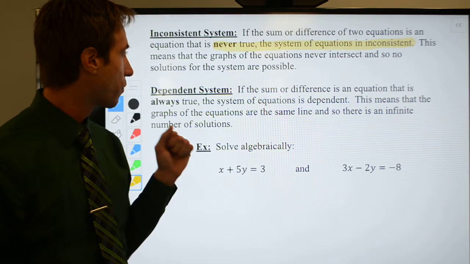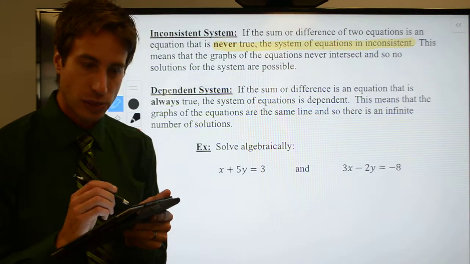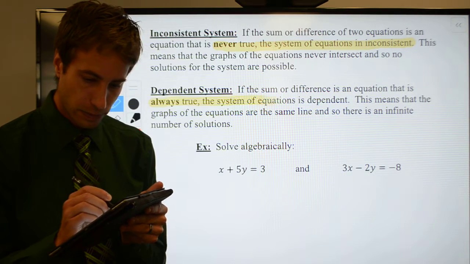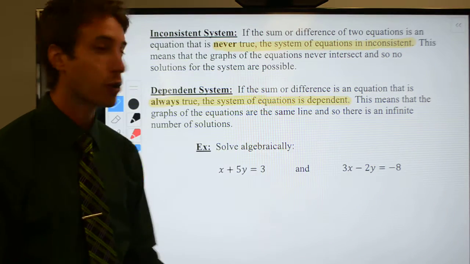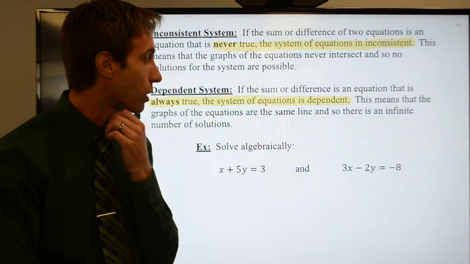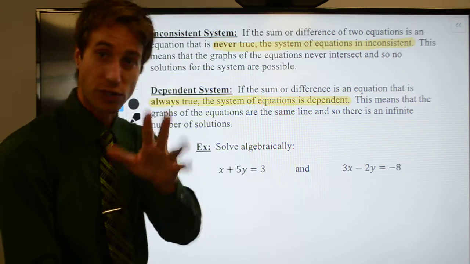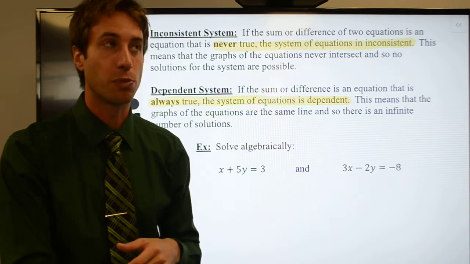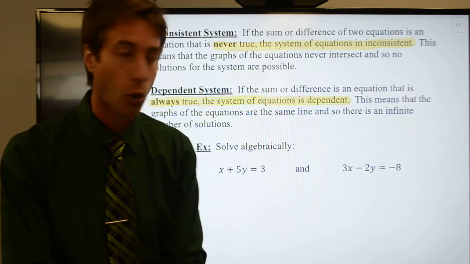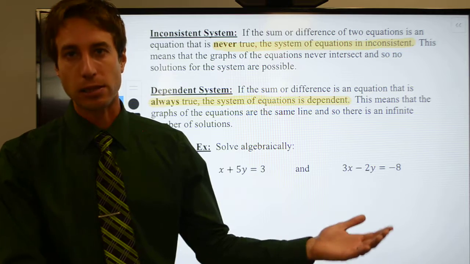And if you solve the system of equations and you wind up with a statement that is always true, then the system of equations is consistent and dependent. Something like 0 equals 0, or -2 equals -2, versus a false statement, which would be like 0 equals 4, or -1 equals 10. Like, no, that's just not true.